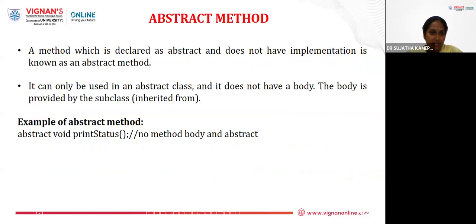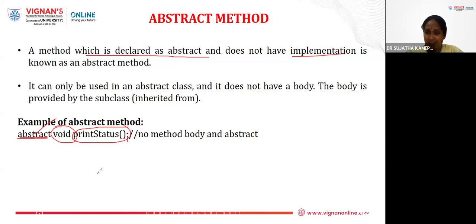Now, what is an abstract method? A method which is declared as abstract and doesn't have implementation details is called an abstract method. Here you can see we have to declare a method with the keyword abstract, then it becomes an abstract method. Here I have written abstract void printStatus. printStatus is the method name and its return type is void. And here I declared it with the abstract keyword. So here it is terminated with a semicolon.